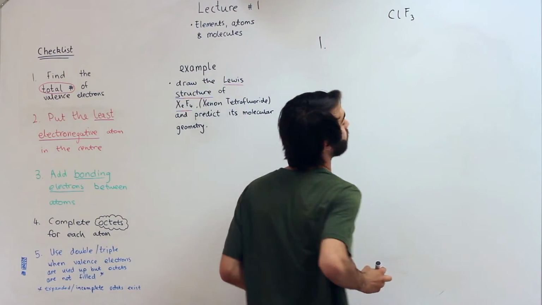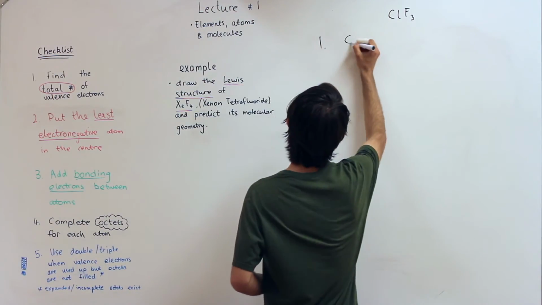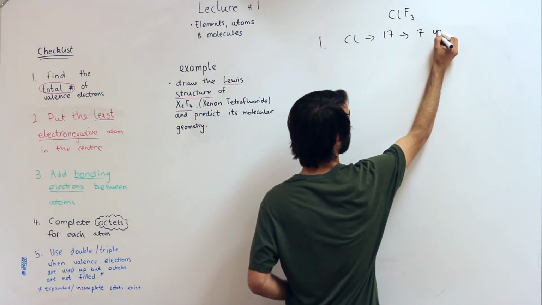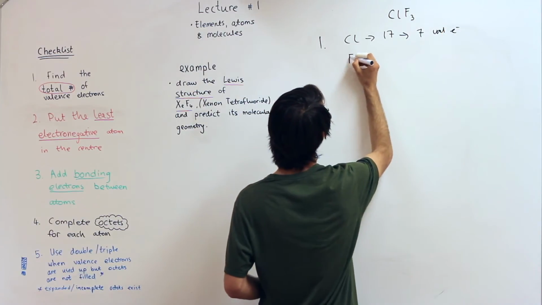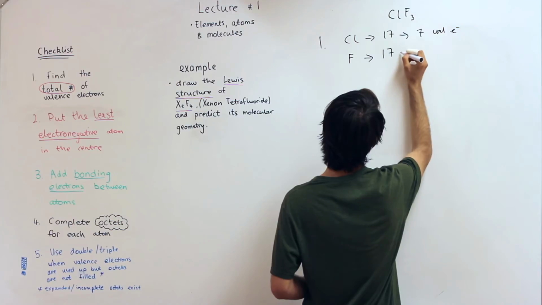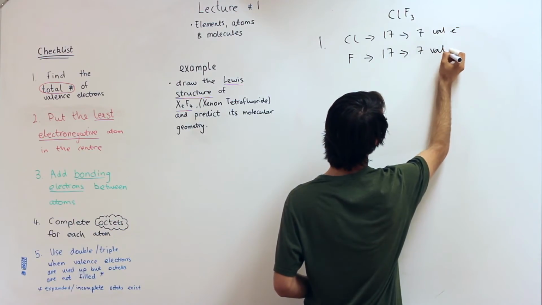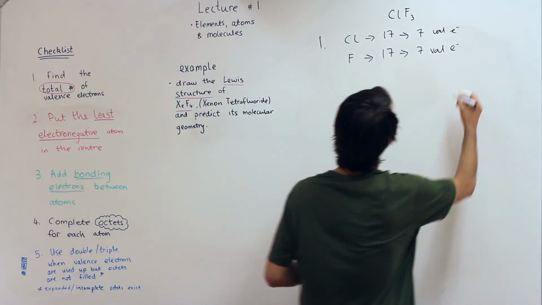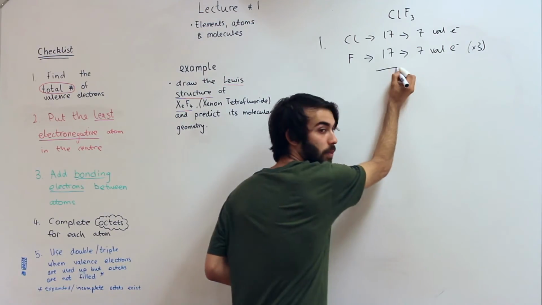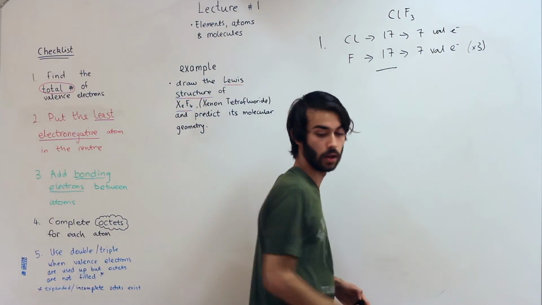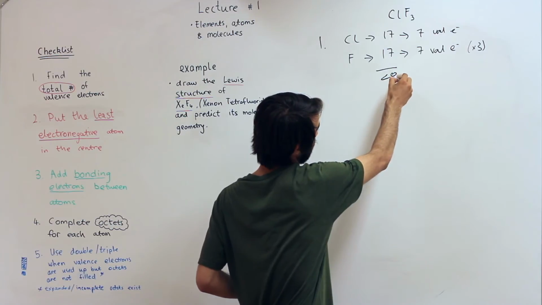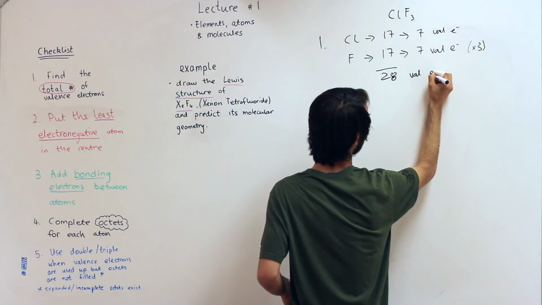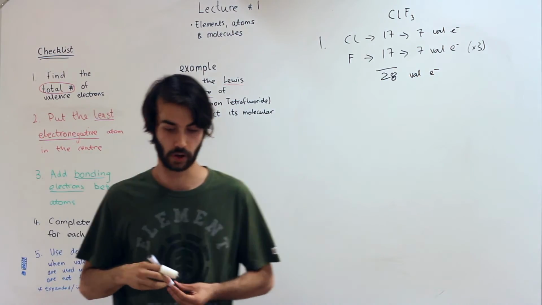So step 1 of our checklist, we need to start adding up the valence electrons. Chlorine is in group 17, therefore has 7 valence electrons. Fluorine is also in group 17 and also has 7 valence electrons. Keep in mind that we have to times this value by 3 because we have a trifluoride system. Summing this together will give us a grand total of 28. If you got this value, we can then go on to drawing the main structure of our compound.